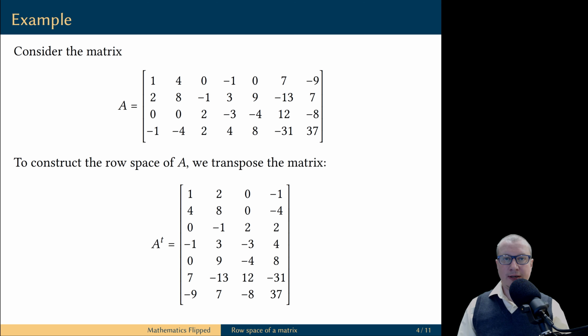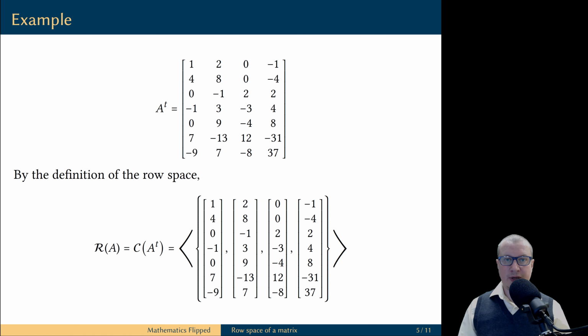Let's look at an example. We have a 4 by 7 matrix A, and we would like to construct its row space. So by definition, we need to take the transpose of the matrix A. It is now a matrix of size 7 by 4, and then we need to compute the column space of this matrix. The column space of this matrix is simply the span of the columns of the matrix, and therefore the row space of the matrix A is the span of the transposed rows of the matrix. In other words, it is the span of the columns of A transpose.